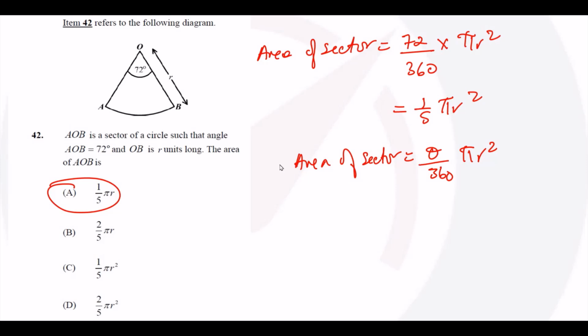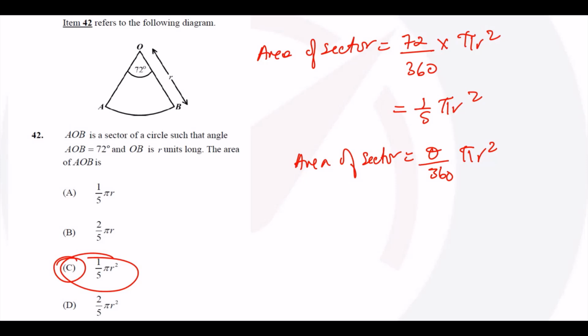And what did I do wrong? Immediately, what did I do wrong? I circled the wrong answer, even though I have the right working out over there. It should be 1 over 5 pi r square. Don't forget the square. And they have both options there now for people like me who don't pay attention to details, which is a bad thing. We need to pay attention to details, including myself.